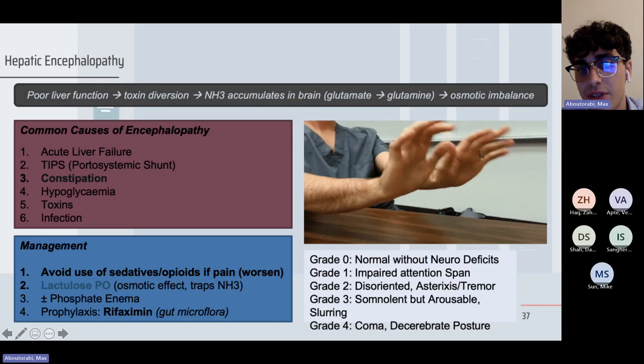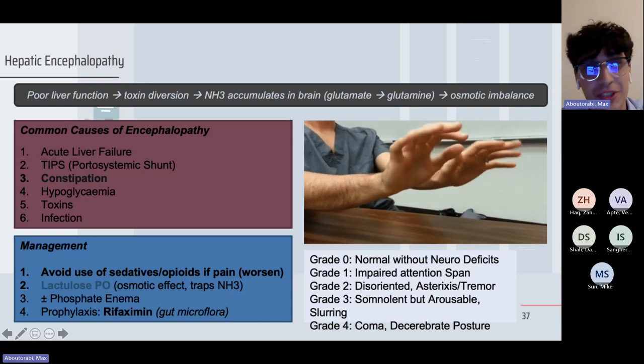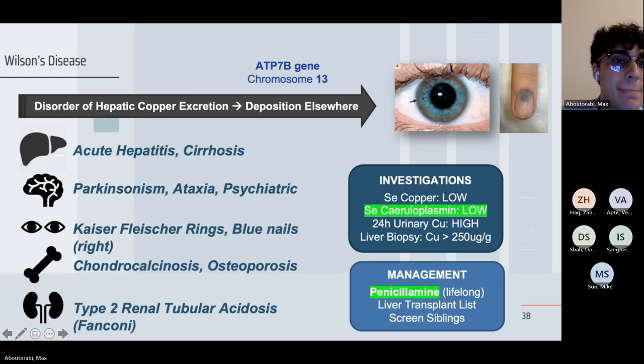And yeah, so this is what asterixis is. There is quite a lot to cover, so I'll try and go through this as quickly as I can.